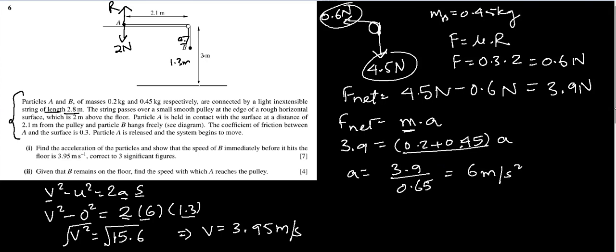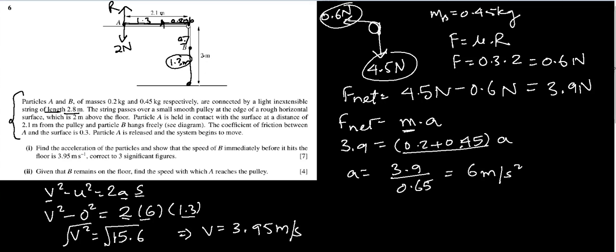Now let's talk about the second part. They say given that B remains on the floor. Now this particular mass B has reached the floor. That means this mass A will also reach somewhere here, the same distance, 1.3 meters. So 1.3 meters it has traveled. So it is now 0.8 meters away from the pulley. And that's what they're saying. Find the speed with which A reaches the pulley.